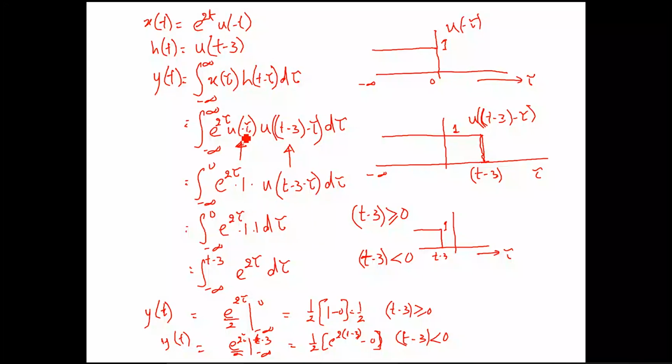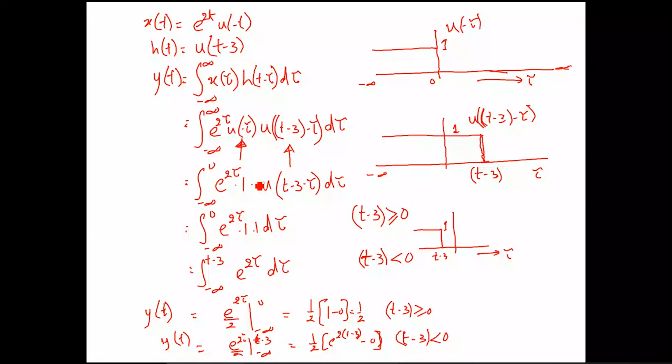For example, this is u of minus tau. It is 0 from 0 all the way to infinity, so we're not going to consider this range. The limits where it is 1 are from minus infinity to 0. Rest of the range, it is 0. So we end up getting this. Then we consider the second one.